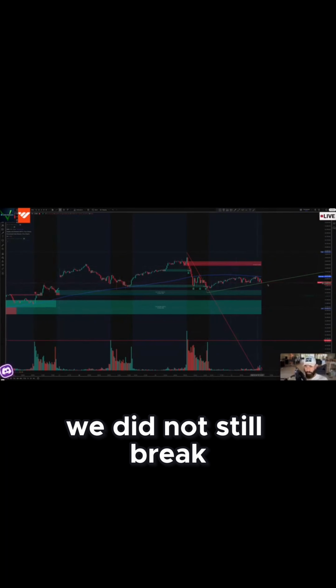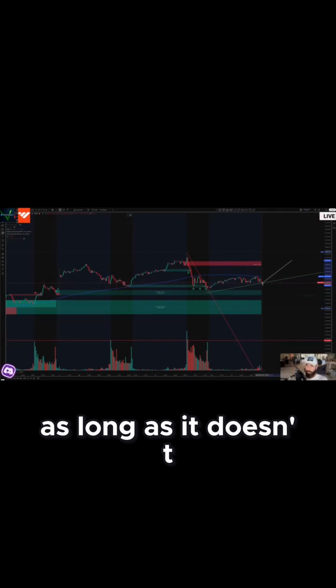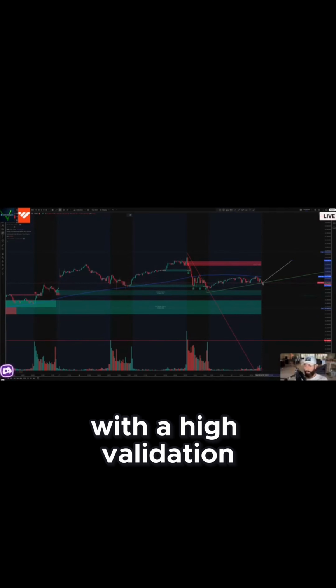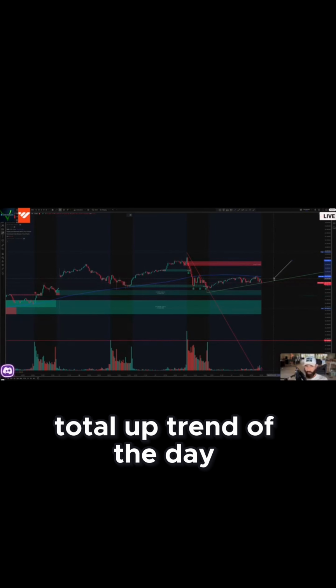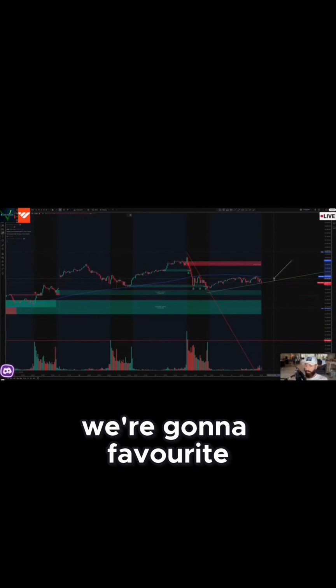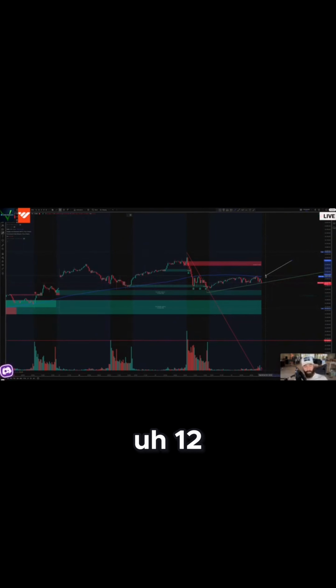So the price still did not break the wick, did not break this line. As long as it doesn't break this line with a high validation, we are still in an uptrend, a total uptrend of the day. So obviously we're going to favor the long position of the day. So we are now at 912.